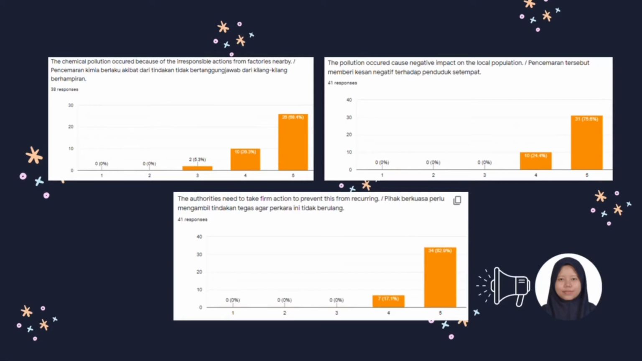For statement 5, the pollution occur cause negative impact on the local population. Based on the graph, majority of respondents pick scale 5 or highly agree, which are 31 respondents, while another 10 respondents pick scale 4 means agree.